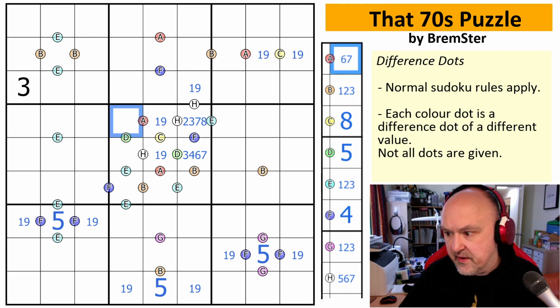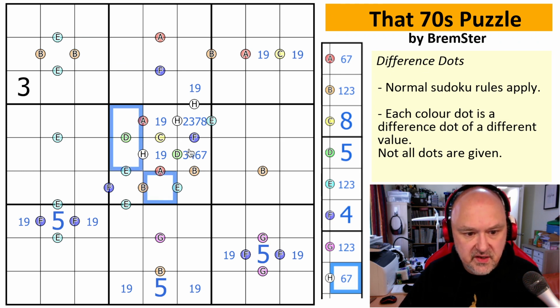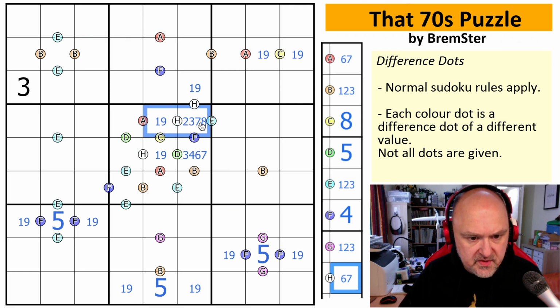I can take 5 out of red. I can take 5 out of white. So I've got a 6 or a 7 in red and white. So this must be 6 or 7 apart.